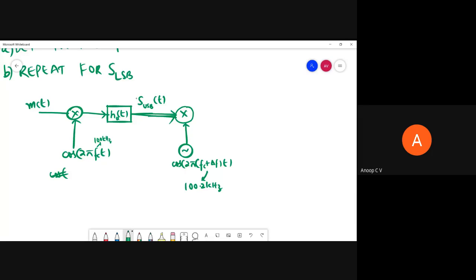So the SSB signal will be multiplied with cos 2 pi fc t. Then it will be passed through a low pass filter to get the detector output, right? So this is the system which we are discussing about.